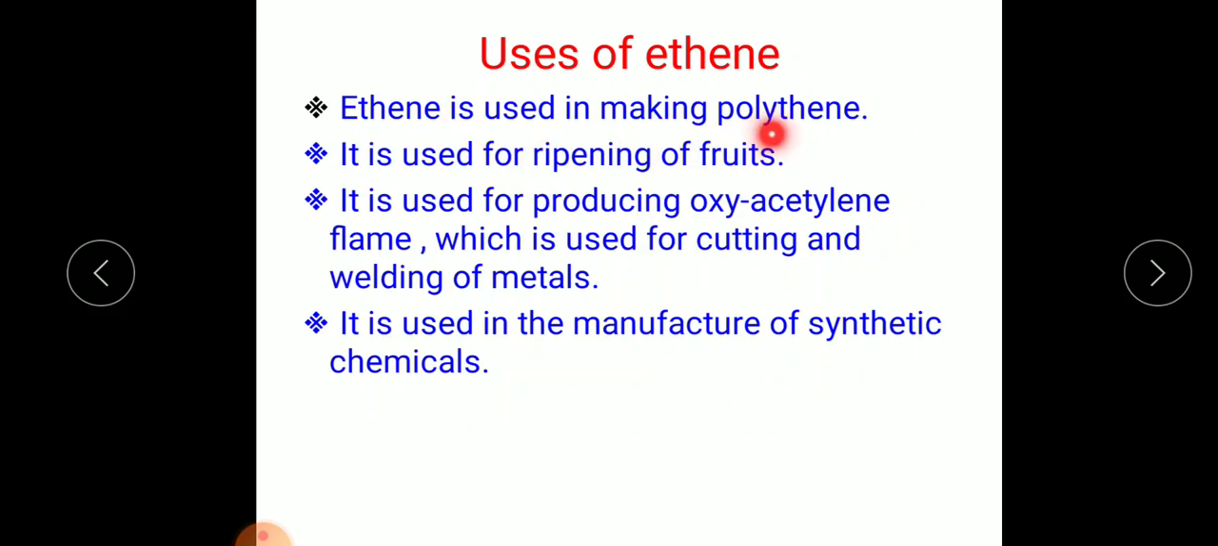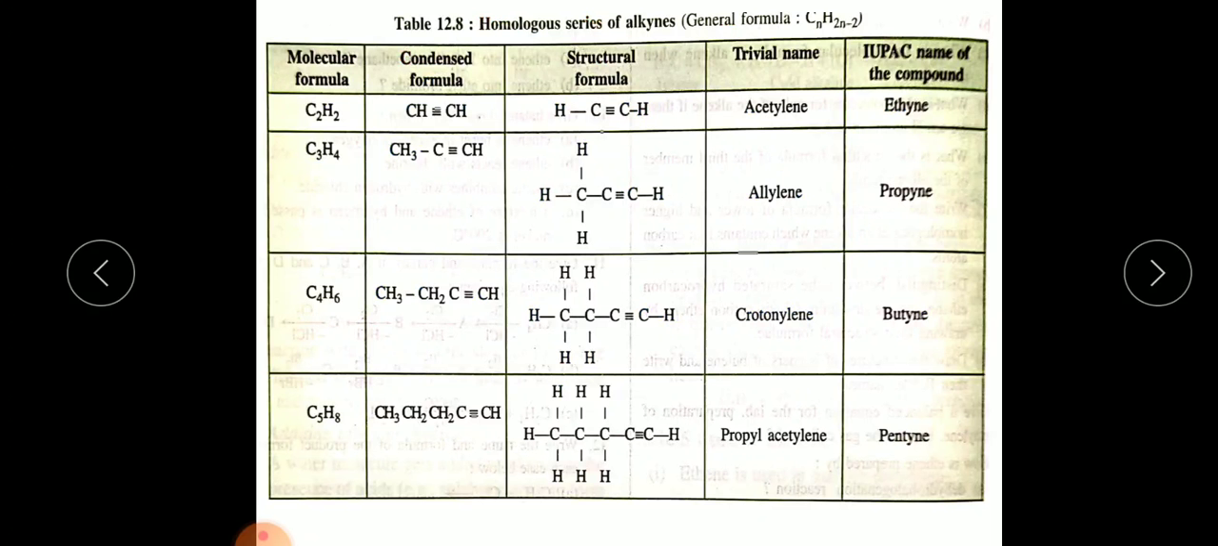Next, uses of ethene. Ethene is used in making polyethylene. It is used in ripening of fruits. It is used for producing oxyacetylene flame, which is used for cutting and welding of metals. It is used in the manufacture of synthetic chemicals. So these are a few uses of ethene.